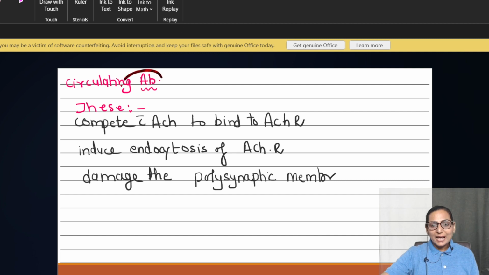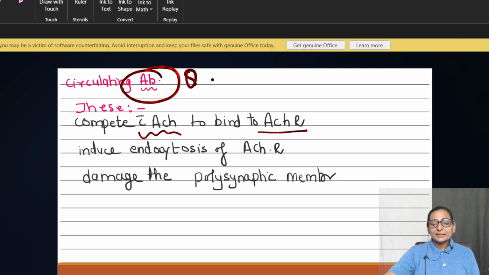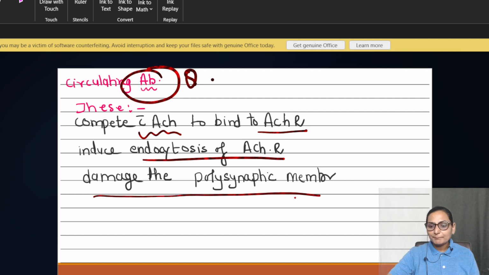So circulating antibodies are a very, very important feature. What do these antibodies do? They compete with the acetylcholine to bind with the acetylcholine receptor. They can bring about endocytosis of the acetylcholine receptors, or they can even damage the postsynaptic muscle membrane.